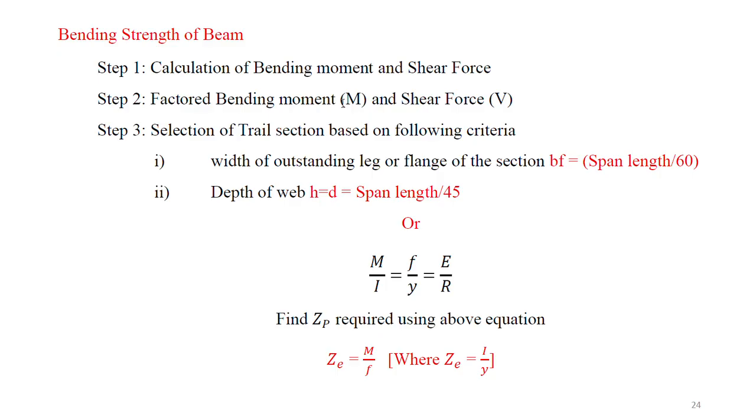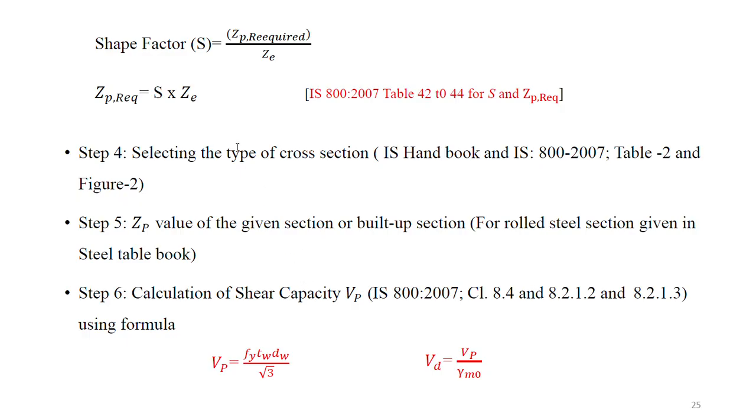M is nothing but, in this case, the bending moment which comes from the applied load. That moment we have to apply, and the stress F we have to apply, the yield stress Fy value. For that applied load, from here we can get the ZE. And for I section they have given different types of shape factors for different types of sections. If you want to use an I section, then the shape factor we assume as 1.1.